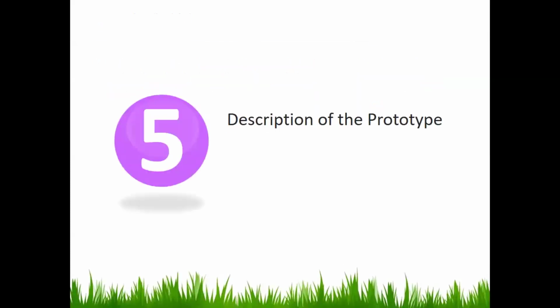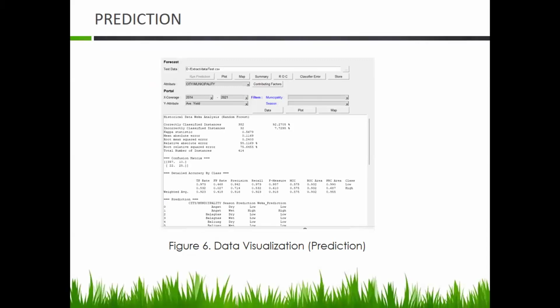Now, let me share with you the description of the prototype. This is the prototype for the model. So we have the test data, the attributes, and then we have buttons such as the run prediction, plot, map, summary, and then the data.